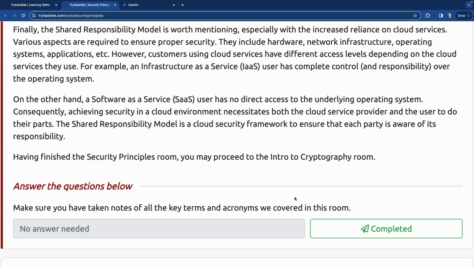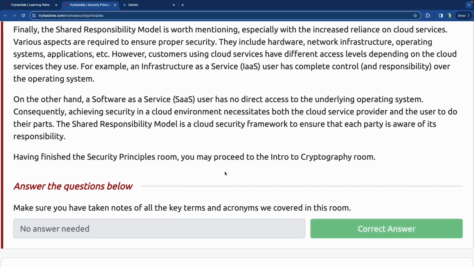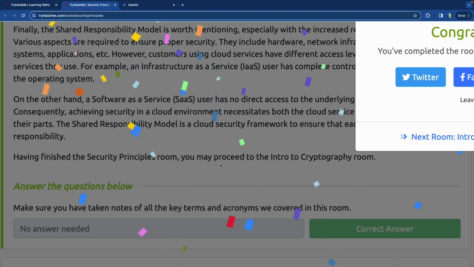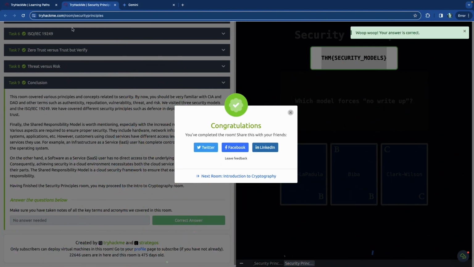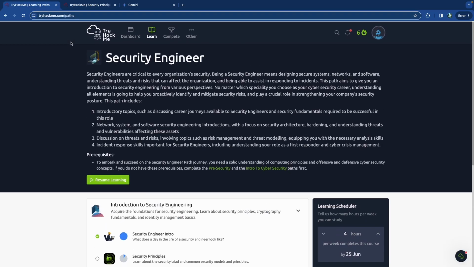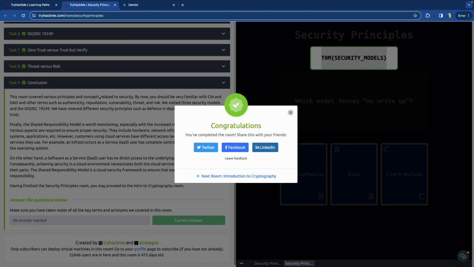And we have now finished, so we can go into the cryptography room, which is going to be in part 3 of our little security engineer pathway here. So pretty exciting, and hopefully you learned some value. You got some value out of this.